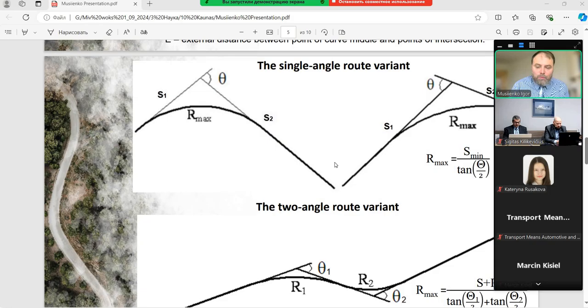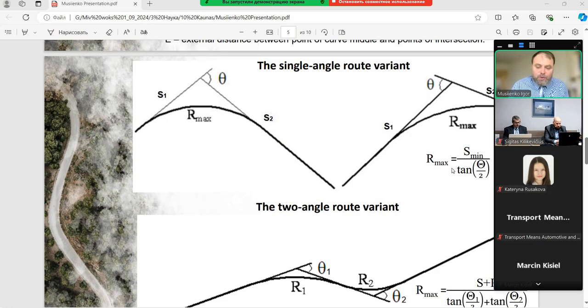We have two main variants of inscribing maximum radiuses. The one-angle route variant, I mean the radius limits the smaller distance s for this variant. The minimum radius is found by the formula. You could see it on the screen.